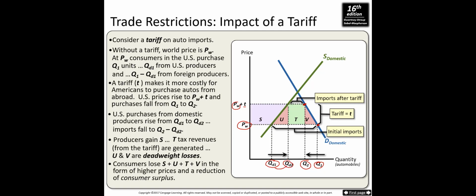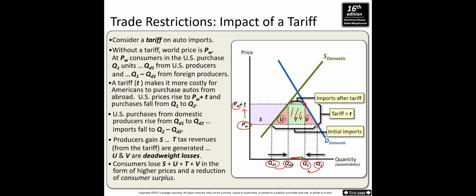So a tariff makes it more costly for Americans to purchase autos from abroad. The reason is that prices jump from PW to PW plus the tax. And that reduces imported products from Q1 to Q2. US purchases from domestic producers rise from QD1 to QD2 and the imports fall to Q2 minus QD2. This part represents the reduction in imports. And producers gain S, this area, and tax revenues from the tariff are generated for the government. This is for the government.